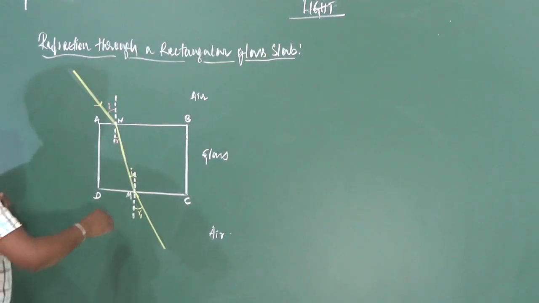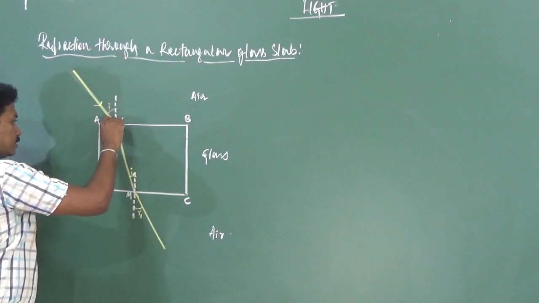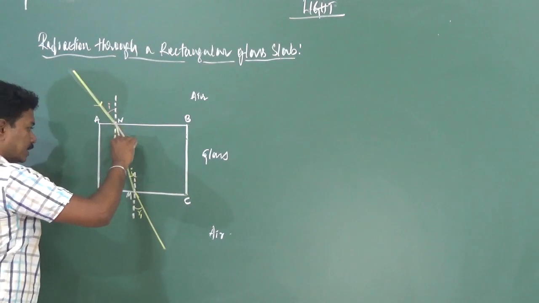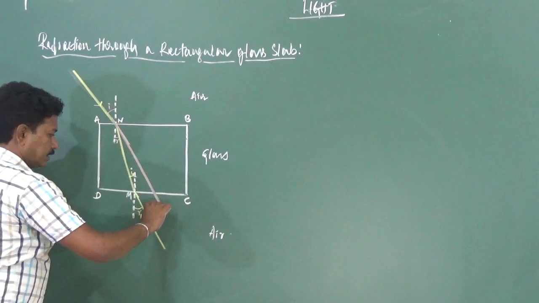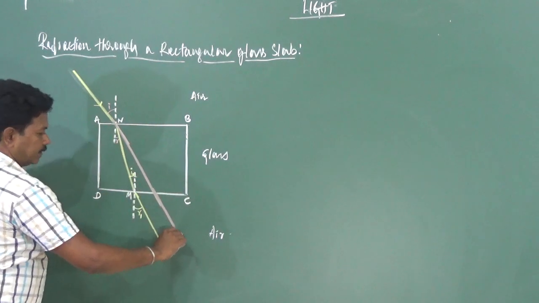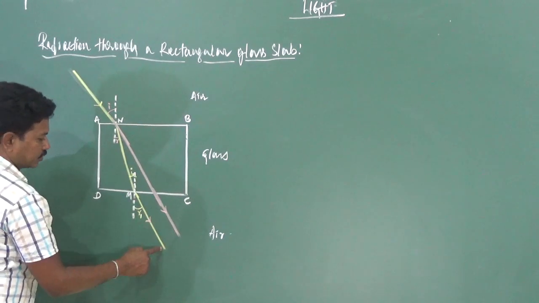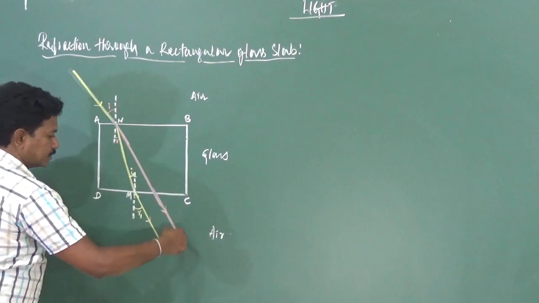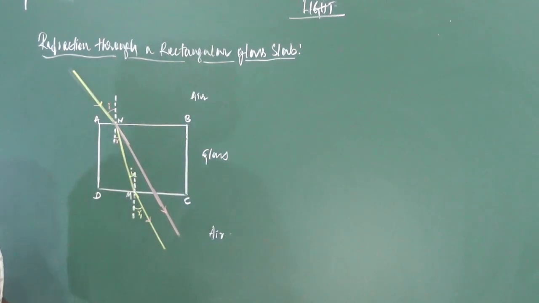When we draw the incident light ray in a straight line path, we can see that these two light rays are exactly parallel to each other. That is, the emergent light ray and the incident light ray which is extended are exactly parallel to each other. Why they are parallel to each other is very important.